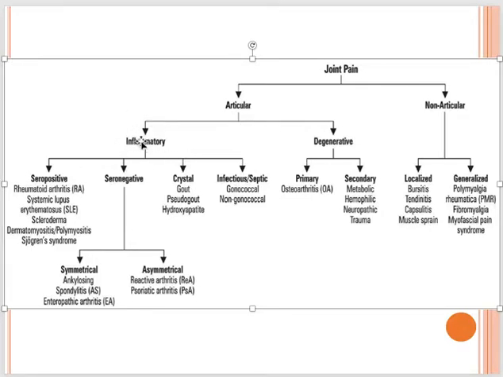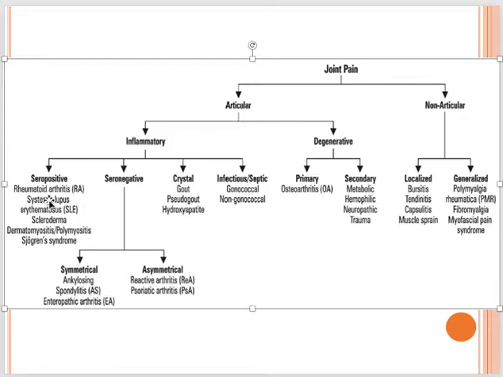Inflammatory causes, now how we classify them: they could be seropositive, in which we can find the autoantibodies in the serum. They could be seronegative. They could be due to crystal deposition, and they could be infectious. The infections which affect the joint are gonococcal as well as non-gonococcal.